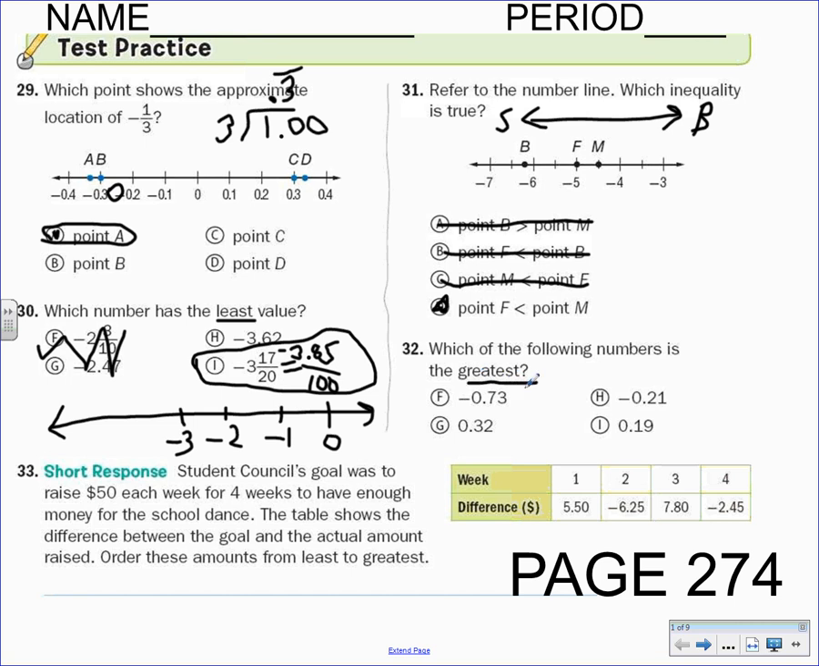Greatest number, biggest number, can't be a negative. Positives are always bigger than a negative. 0.19 and 0.32, just good old regular decimals. 0.32 is bigger. All right, put these in order, least to greatest, smallest to biggest. Smallest, second smallest, third, and fourth. All right, most of you did okay with this.